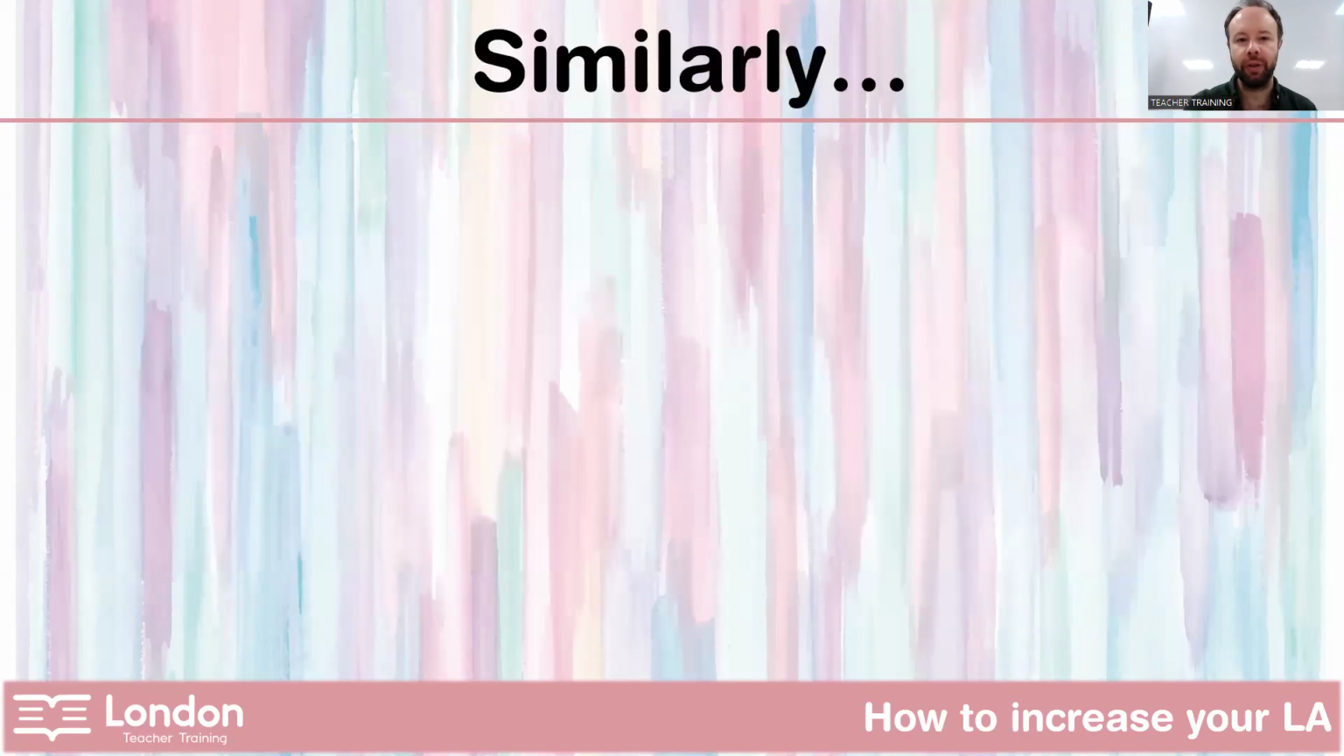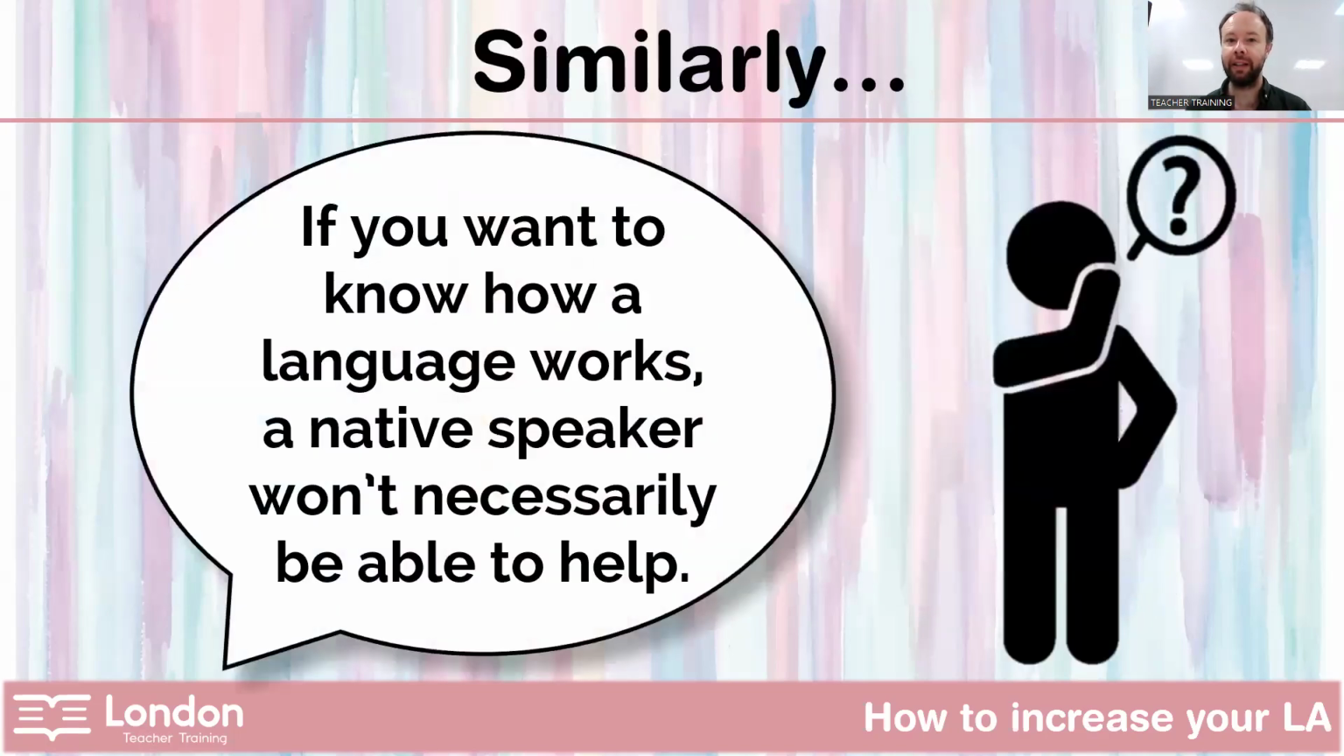And so similarly, when we look at language, we could say, if you want to know how a language works, a native speaker won't necessarily be able to help. And so a native speaker can communicate fine, absolutely. In theory, they're proficient. But to actually know and to be able to explain language, how it's been used, that's another story. And this is what we mean by language awareness.